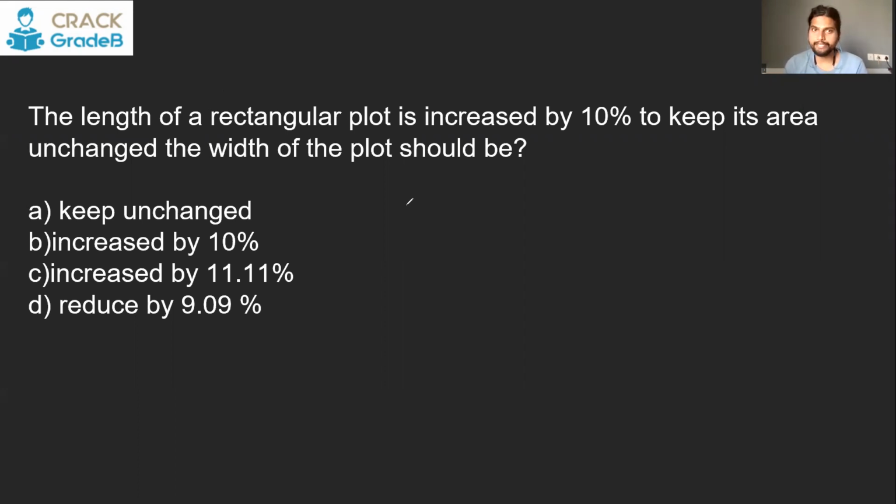So, if it is a rectangular plot, the formula is area equals length into breadth. You have to increase the length by 10%. So what is the fraction value of 10%? 10% fraction value is 1 by 10. So what you can do is start your question considering length as 10. So length, if 10, 10% is 1. If it is increasing by 10%, that means it is increasing by 1. So length is now going to become 11.